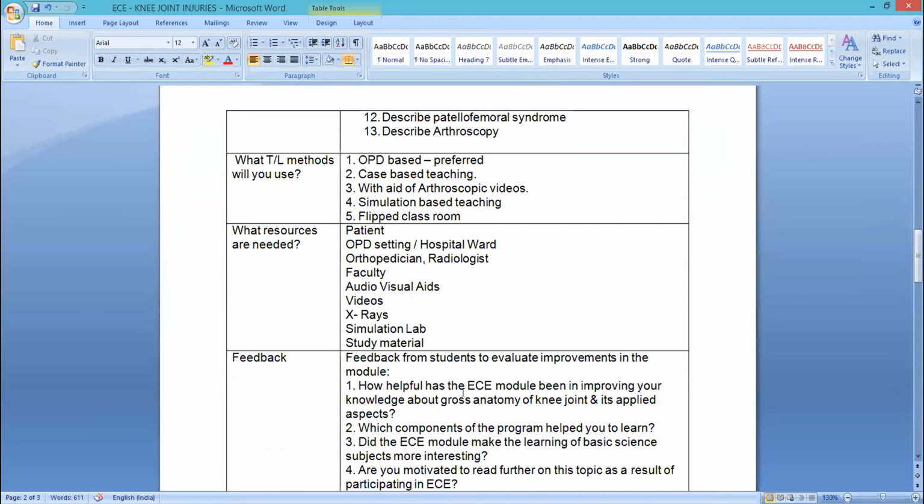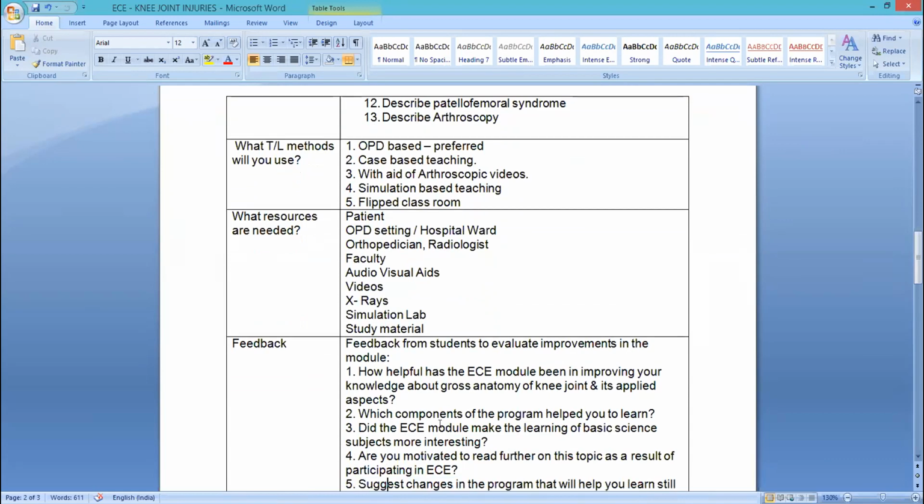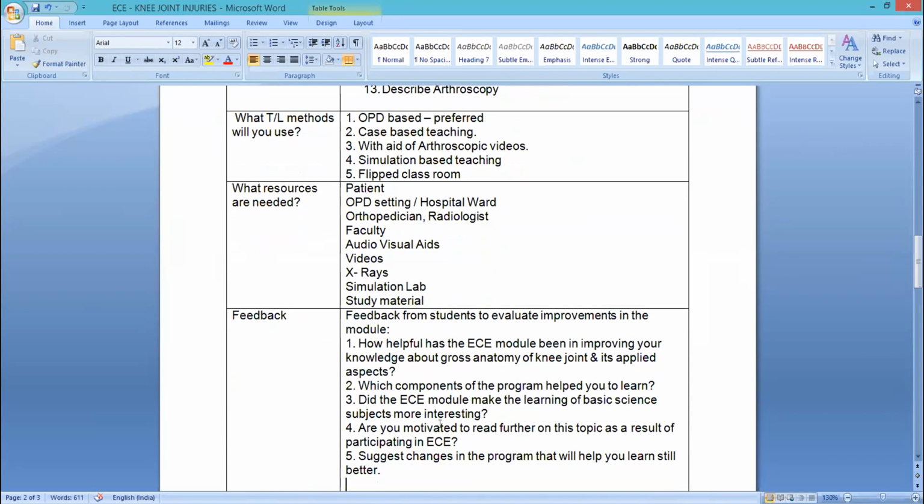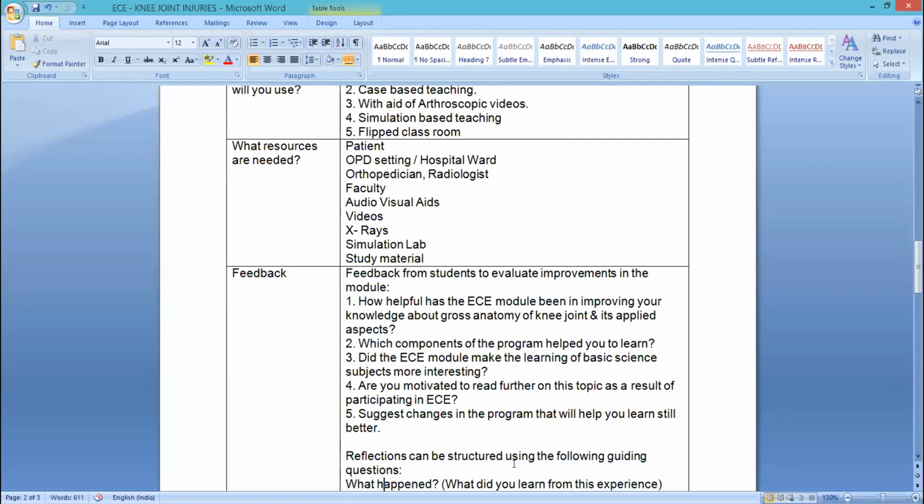How helpful has the ECE module been in improving their knowledge about gross anatomy of knee joint and its applied aspects, and which components of the program help them? And did the ECE module make them learn basic science subjects more interesting? Are they motivated to read further on this topic as a result of participating in ECE? Any suggested changes in the program that will help them to learn still better?